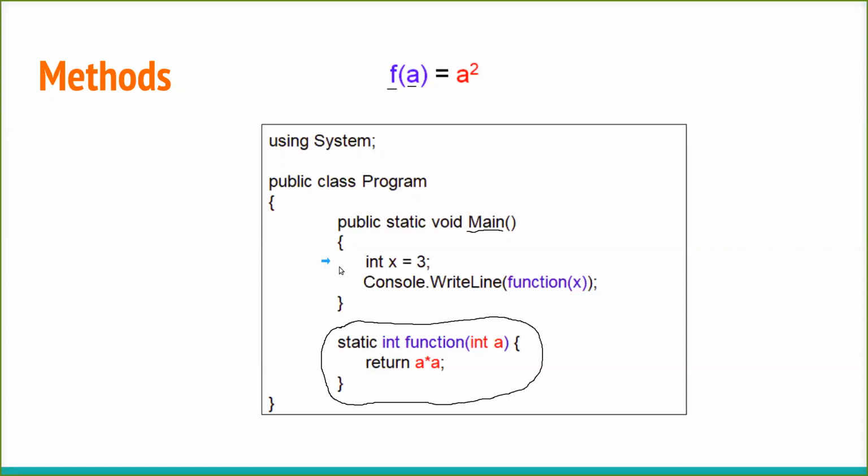So after we run the first line, we then come to the second line, console.writeLine function x. It's fairly simple. It looks like a long line that's horrible to understand, but it's quite simple actually. So this first bit, console.writeLine, is just saying, okay, computer, print out to the screen.